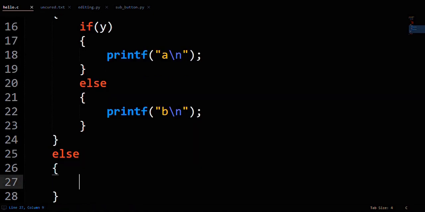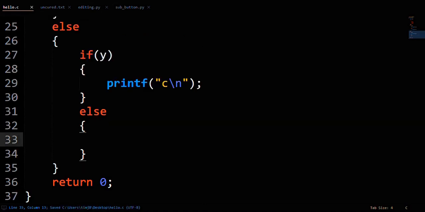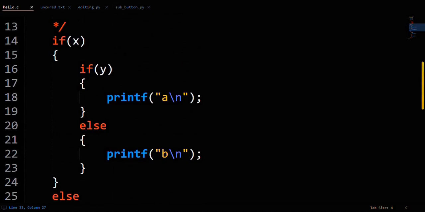Again, inside this else, we must check if y is non-zero. If y is non-zero while x is 0, then we must print C. Finally, else, meaning if x is 0 and y is 0, in that situation we're supposed to print D. You might have noticed at some point in that lengthy explanation, this code is hard to read with all the nesting and what state, what variable is in at certain points.